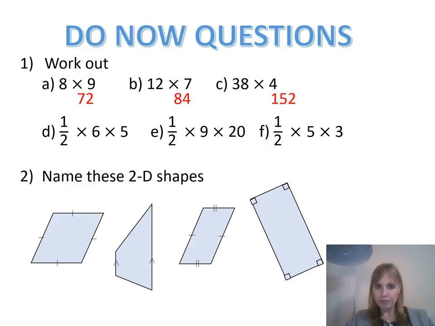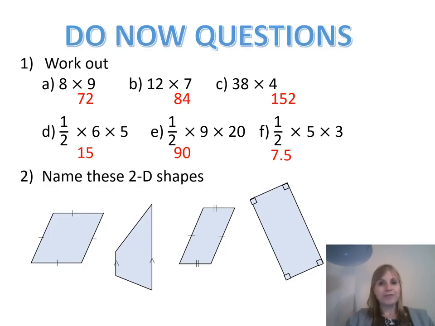Remember, you can multiply by 4 by doubling and then doubling again. For D, E and F, you can use the half at any time. On D, I'm going to use half times 6, which is 3, and multiply that by 5 to give me an answer of 15. For E, I'm going to do half times 20, which is 10, and times that by 9, which is 90. And for F, I'm going to do 5 times 3, which is 15, and then multiply that by a half to give 7.5.